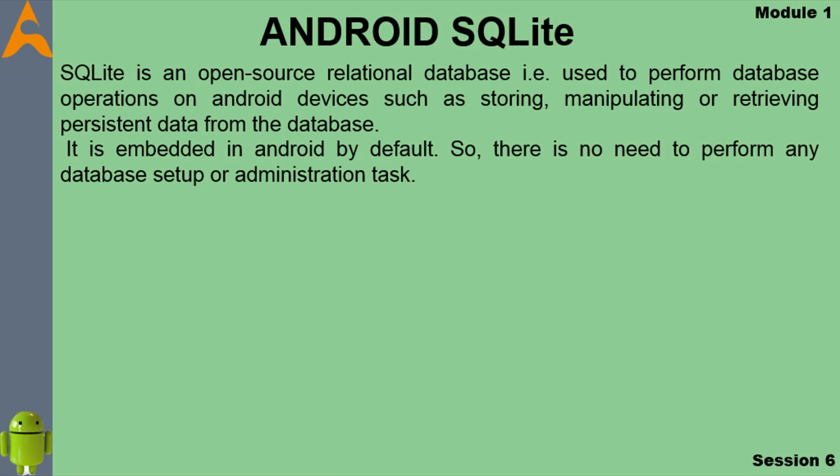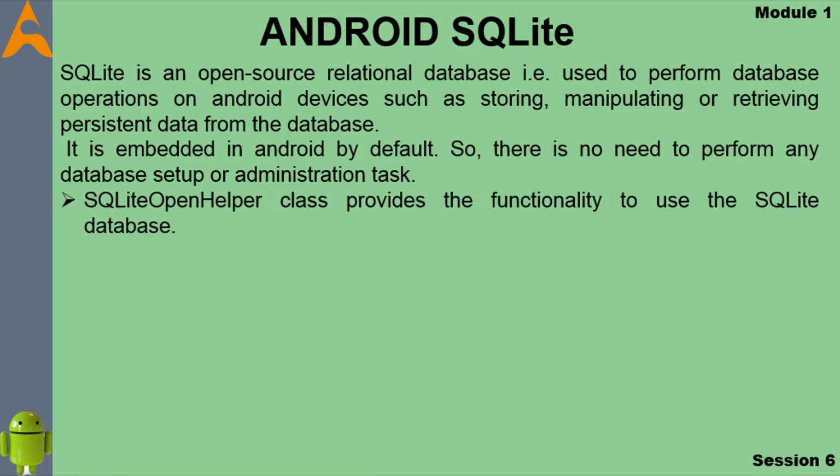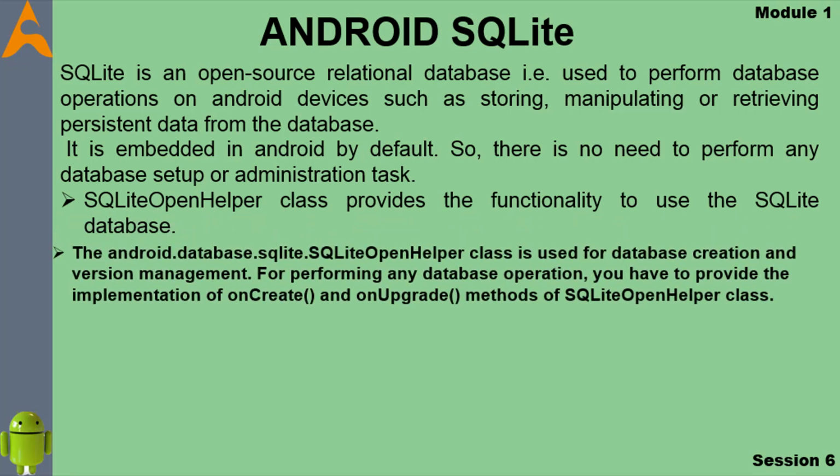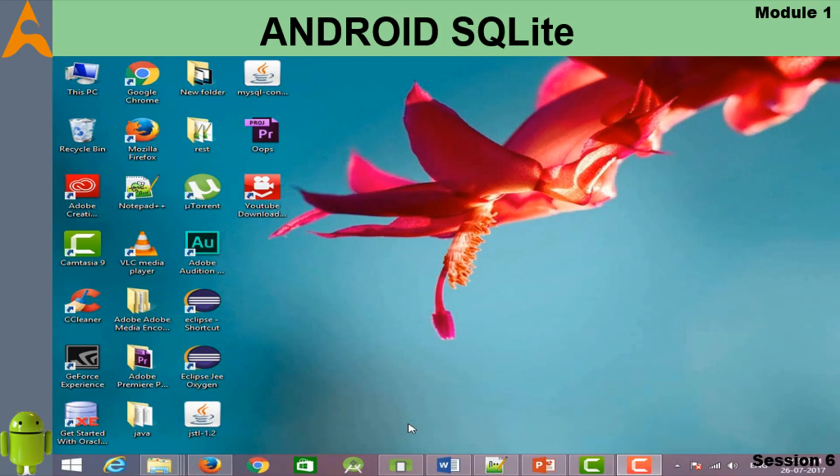So, there is no need to perform any database setup or administration task. The SQLiteOpenHelper class provides the functionality to use the SQLite database. The android.database.sqlite.SQLiteOpenHelper class is used for database creation and version management. For performing any database operation, you have to provide the implementation of onCreate and onUpgrade methods of the SQLiteOpenHelper class. Let's understand SQLite database with an example.